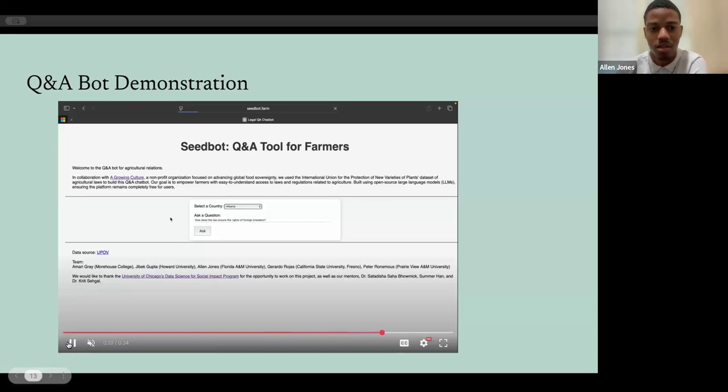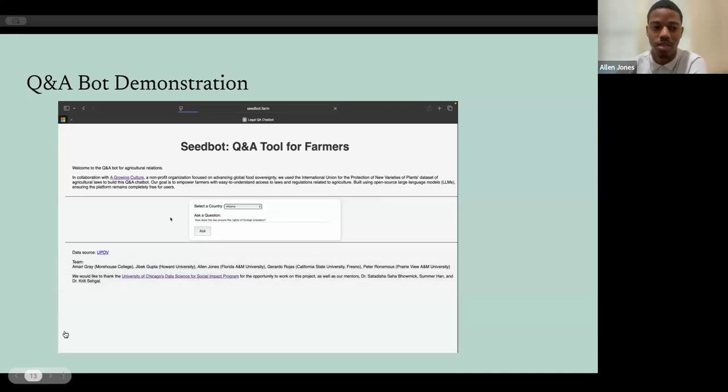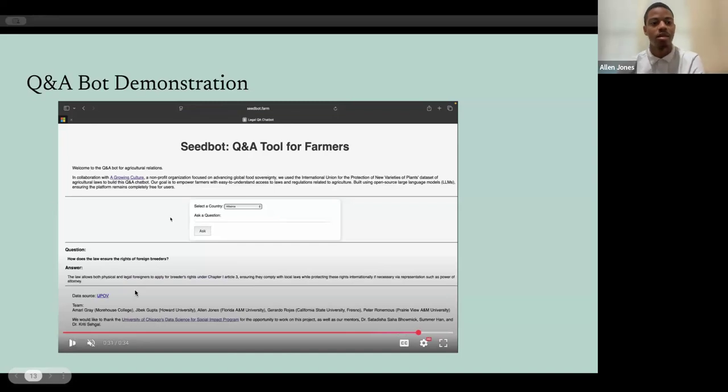So yes, how does the law ensure the rights of foreign breeders in Albania? And then here's your answer. The law allows both physical and legal foreigners to apply for breeder rights under Chapter 1, Article 3, ensuring that they comply with local laws while protecting these rights internationally if necessary. As you can see, it's a very simple and easy to read answer, and it also tells you exactly where it got it from in the text.